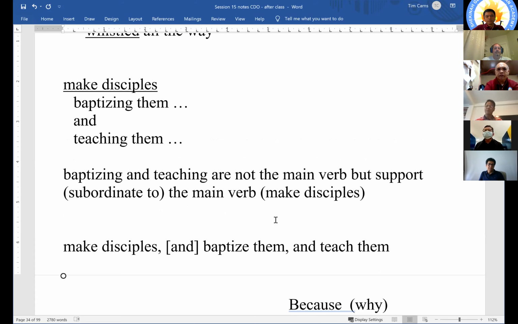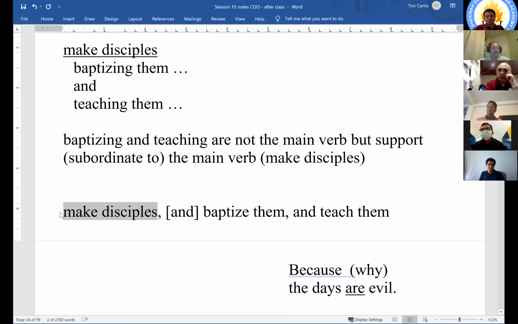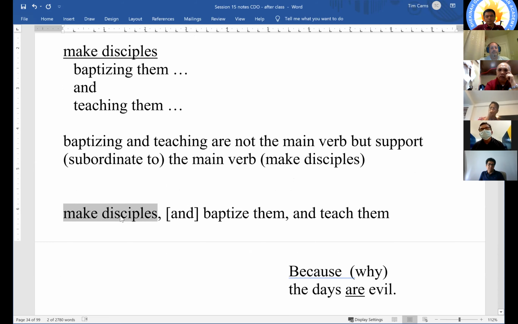As opposed to if he had said, make disciples and baptize and teach, that would have been three separate commands of equal importance. And it would also have meant that this make disciples has some other idea. Because then it would not mean make disciples as baptizing and teaching, it would be something else, because he gives baptize and teach as separate commands. But that's not what Jesus said.